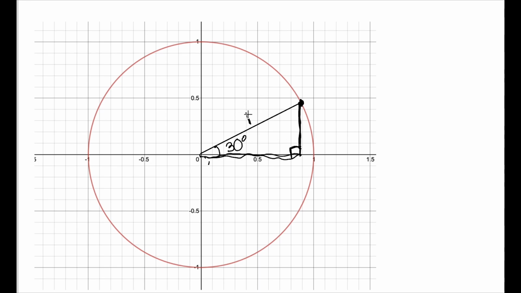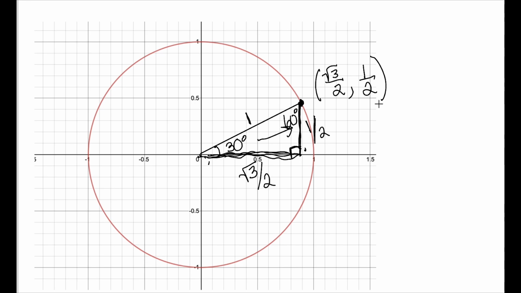If the hypotenuse is 1, remember that the side across from 30 degrees is half of the hypotenuse, or 1 over 2. The side that's across from the 60-degree angle is the shorter side, 1 over 2, times the square root of 3. So that would be root 3 over 2. So the x value of this point is root 3 over 2 to the right. And the y value is how far we go up from the x-axis, and that would be 1/2. Okay?